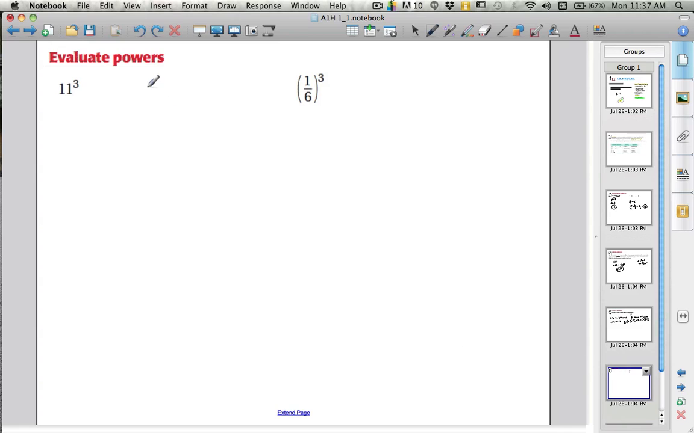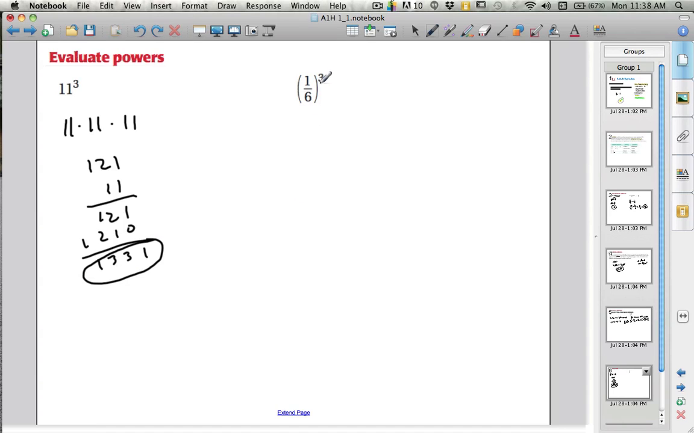Okay, if I want to evaluate the power, now I actually want to find that value. So 11 to the 3rd power is 11 times 11 times 11. I could use a calculator, or I could say I know 11 times 11 is 121. And when I multiply that times 11, I'm going to get 1210 plus 121, which is 1331. That's the value.